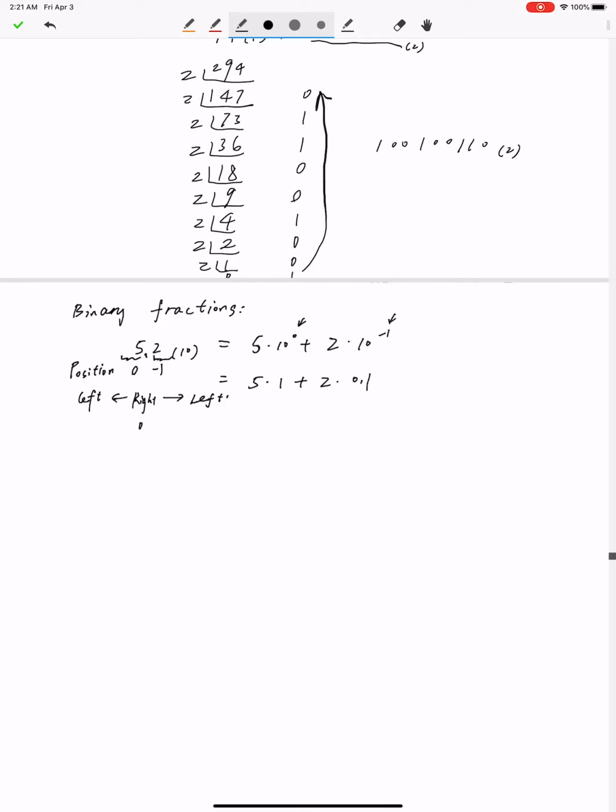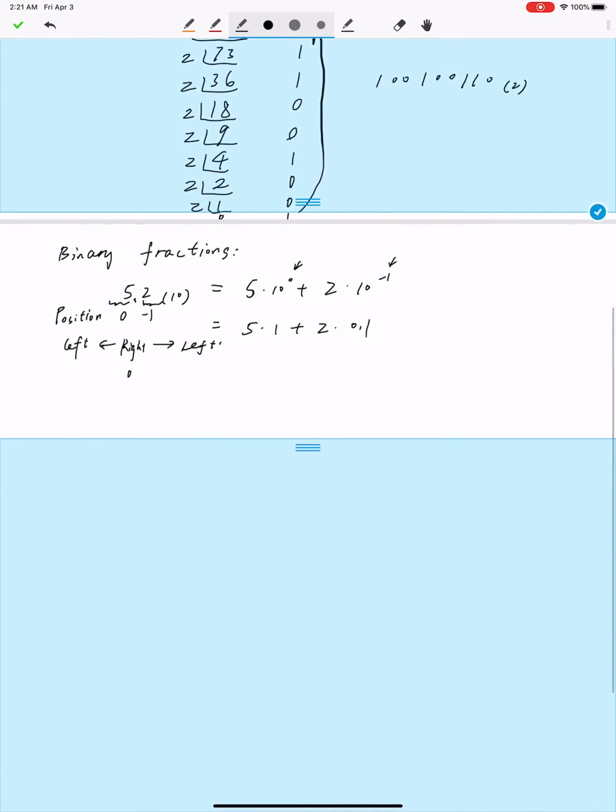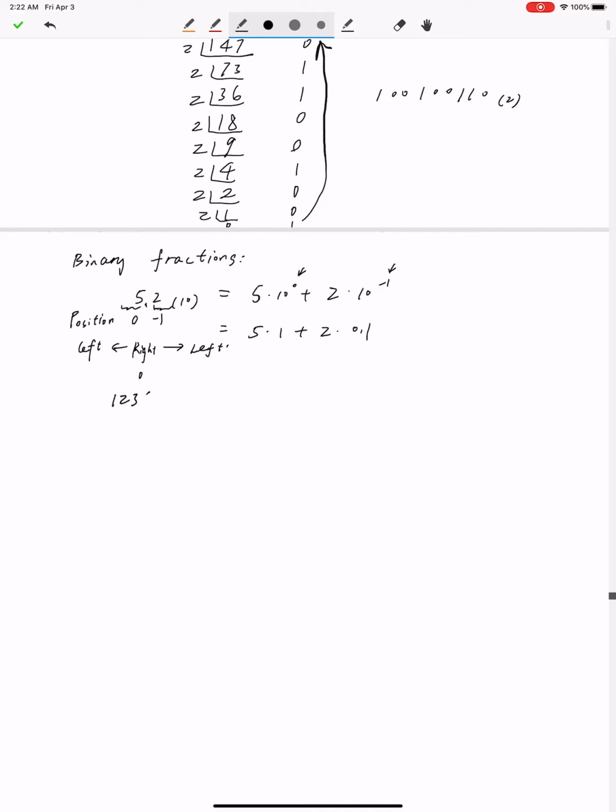I'll give you another example. For instance, if we have 1234.56, this is a decimal number, right? On the left hand side of the decimal point, we have 4 digits, and the positions of these 4 digits are 0, 1, 2, 3. On the right hand side of the decimal point, we have 2 digits. The positions of these 2 digits are -1 and -2.